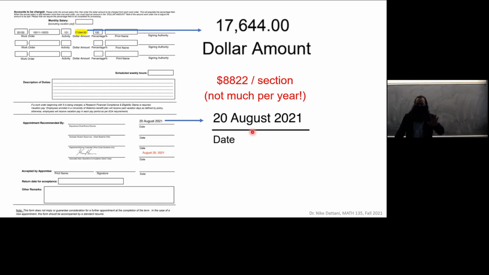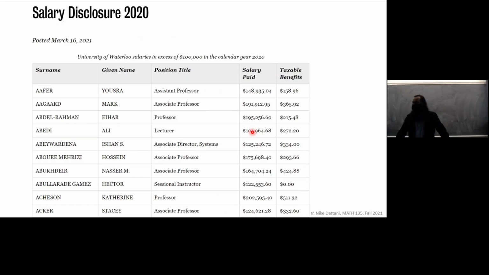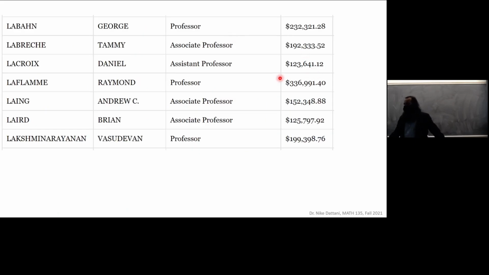I just wanted to ask, how many people want a career in academia? Well, no one puts up their hand after I told you the salary, right? Okay, well, if you are interested in academia, it's not that bad, okay? Salary disclosure 2020, if you go to the University of Waterloo website, you can see that there's some professors earning $336,000 a year.